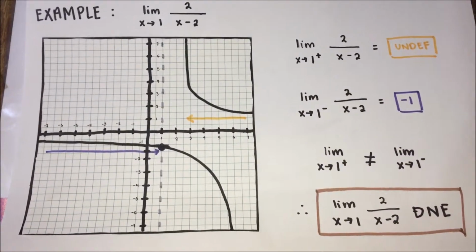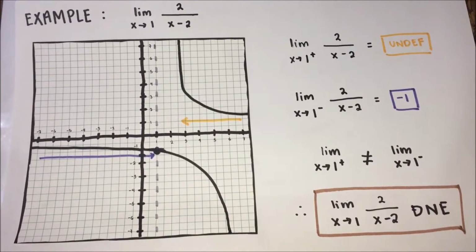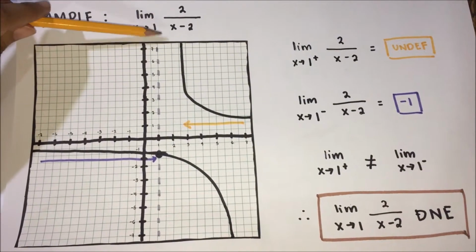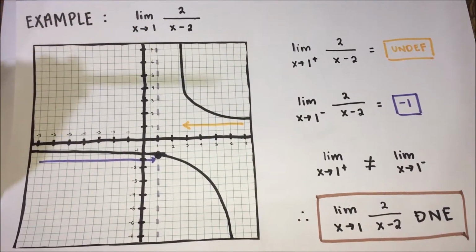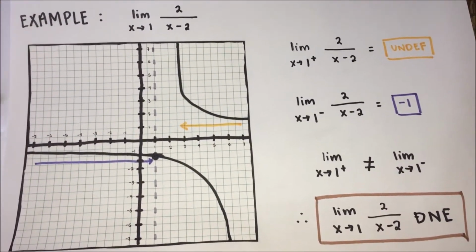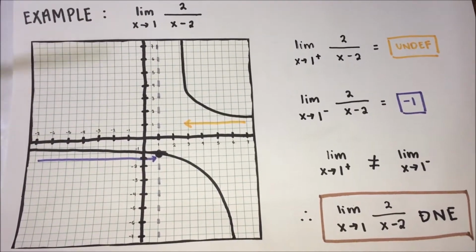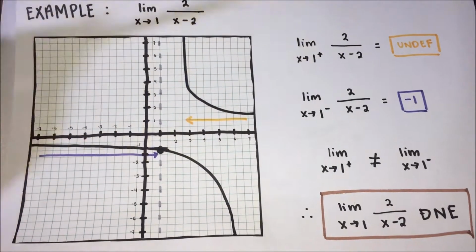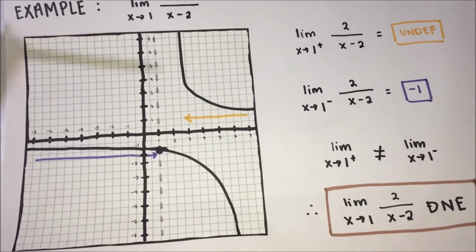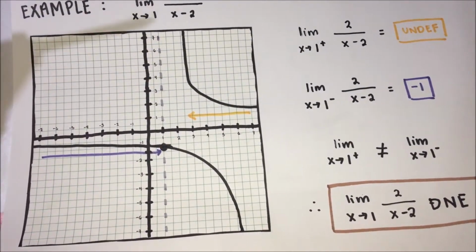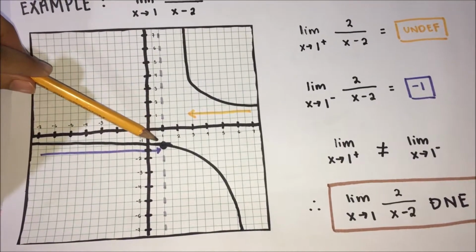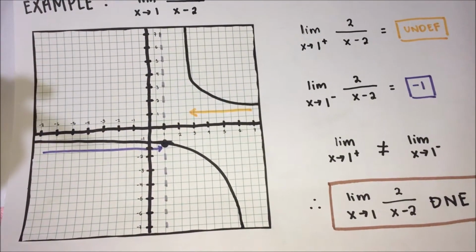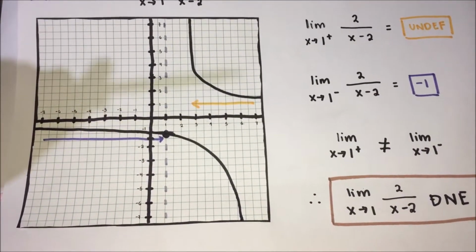So for our next example, let us find the limit of 2 divided by x minus 2 as x approaches 1. So the limit of 2 divided by x minus 2 as x approaches 1 from the positive side is undefined. This is because in the given graph, the line from the positive side didn't touch the x value of 1. So the answer will be undefined.